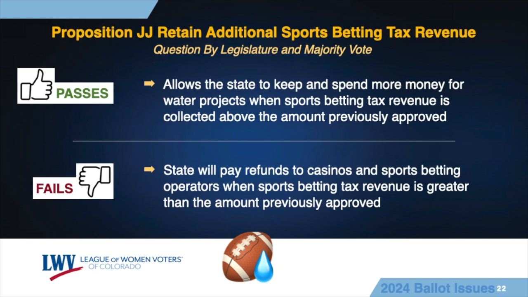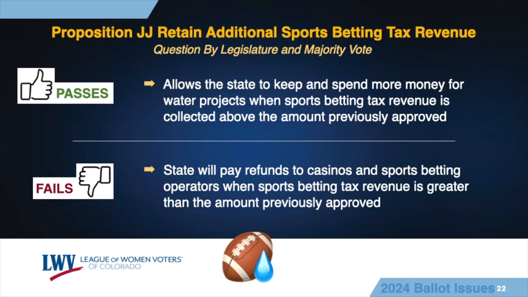Proposition JJ, retain additional sports betting tax revenue, was placed on the ballot by the legislature. This referred measure cleared the legislature with broad support. Only 2 Democrats and 1 Republican voted against it. This question does not change the text of state law. It needs to pass with a majority vote.